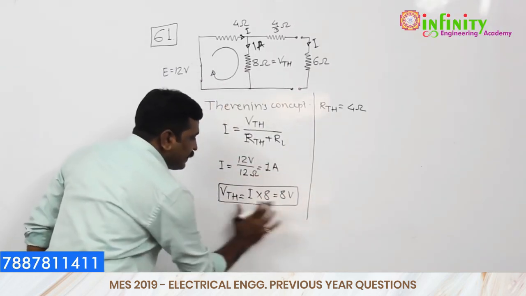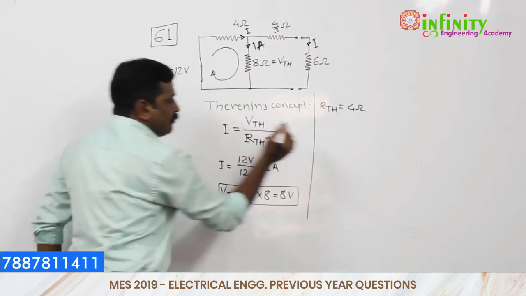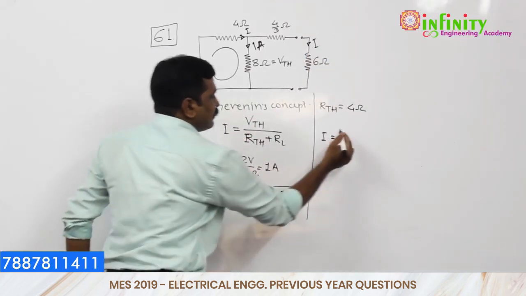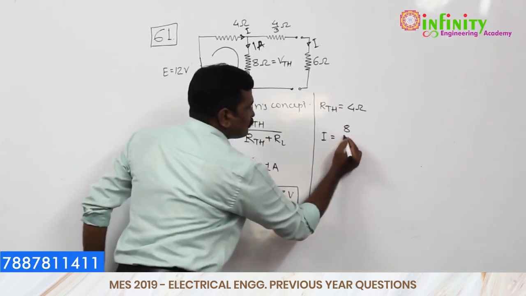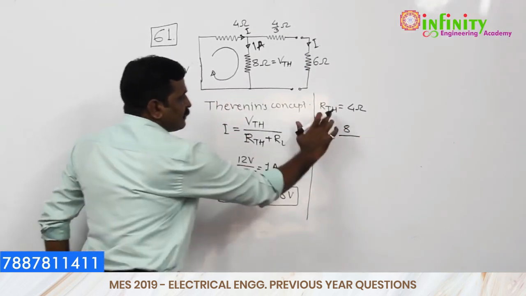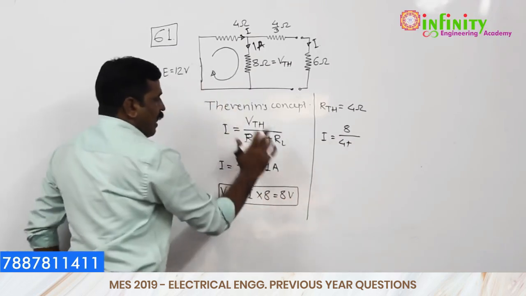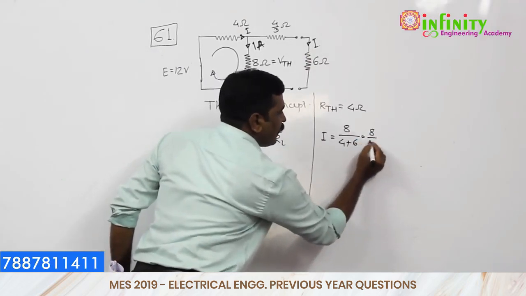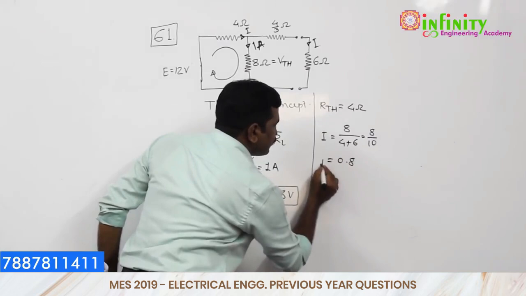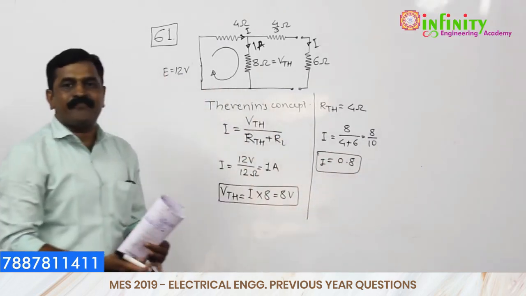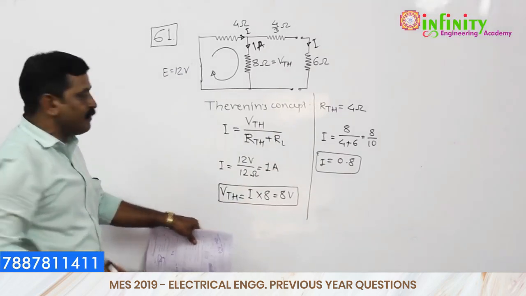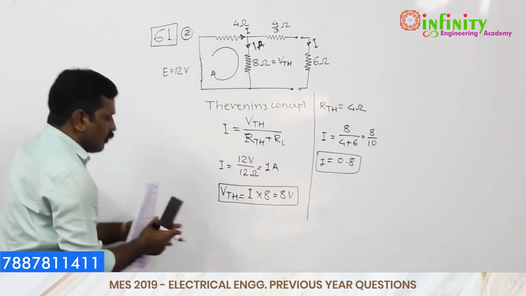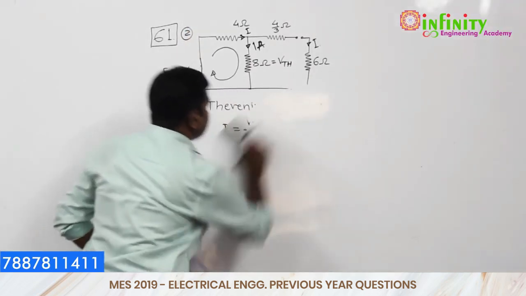If we put the value of VTH and RTH in this equation, we get the current flowing through the 6 ohm resistance is nothing but the total VTH, that is the 8, divided by RTH, that is the 4, plus RL, here the load resistor is the 6 ohm, so this is the 6. So this is 8 by 10 and this is 0.8. This is the answer key for that. So this is the first question, which is the analytical part, and the correct answer for this particular part is the second option. This is nothing but the basic idea for the first question.